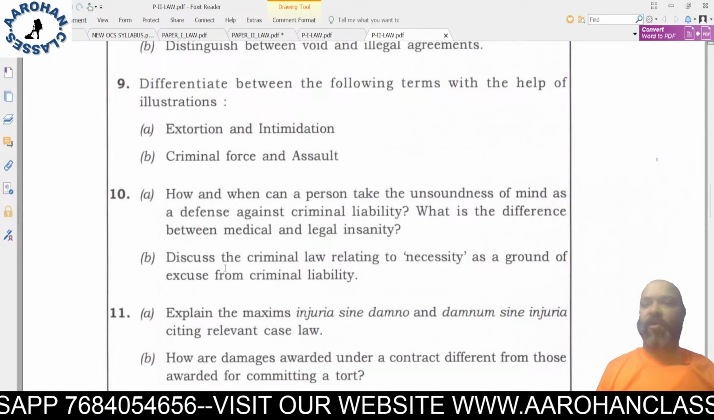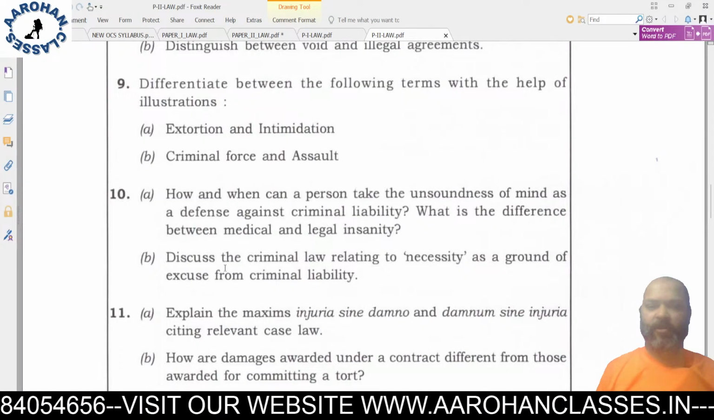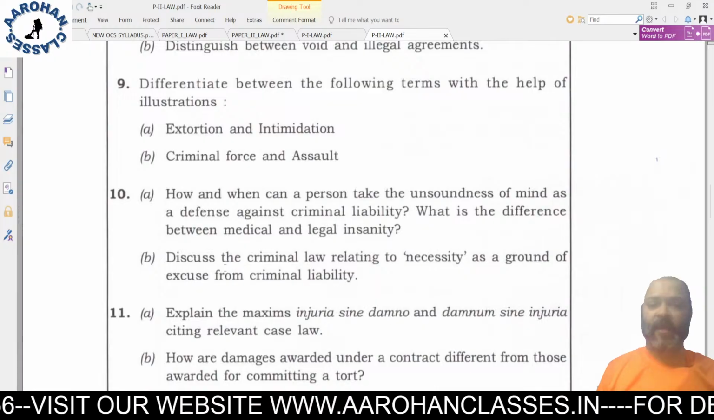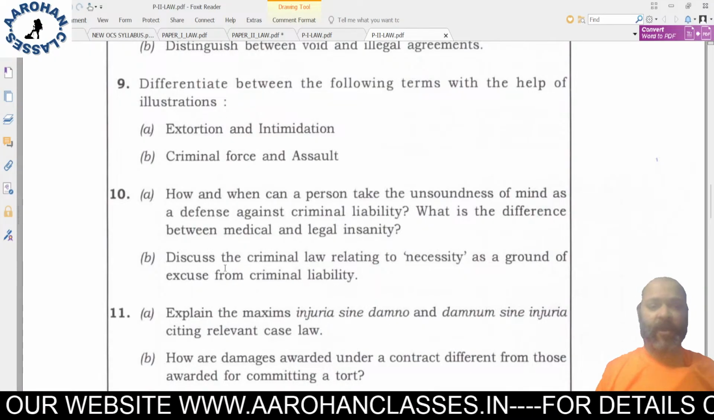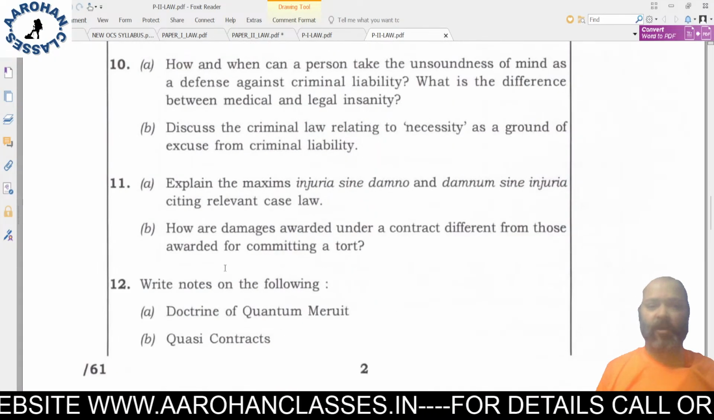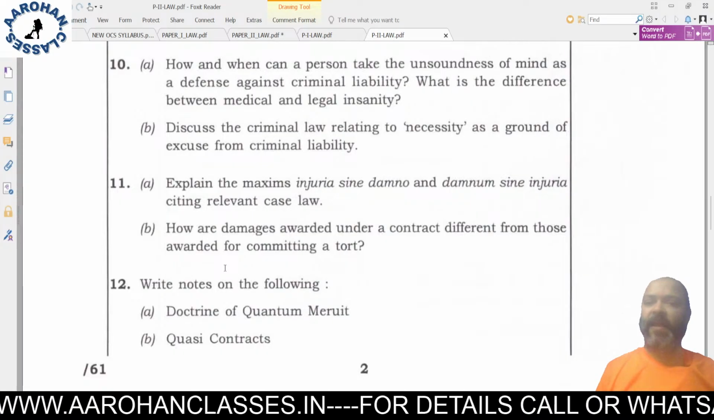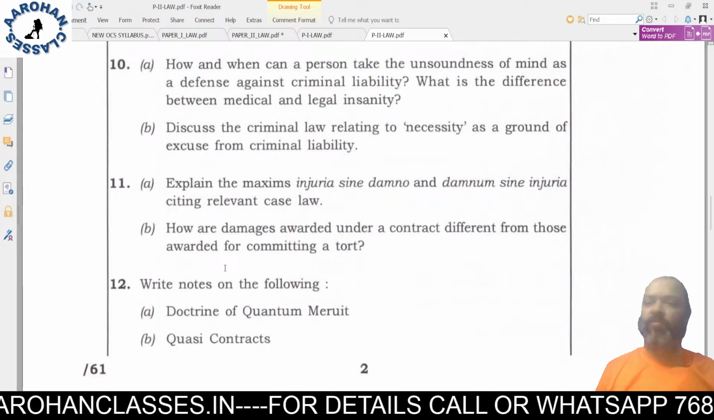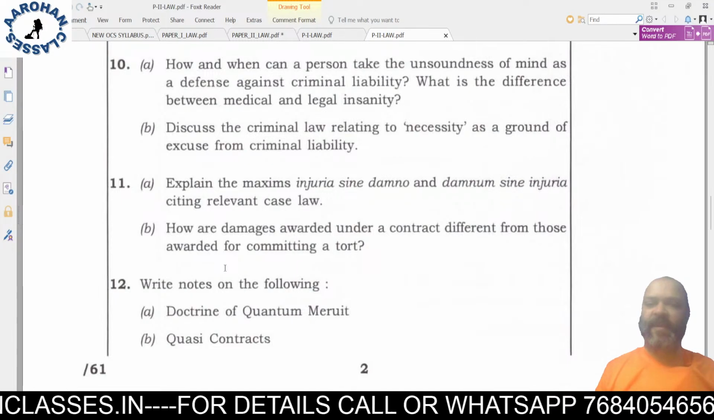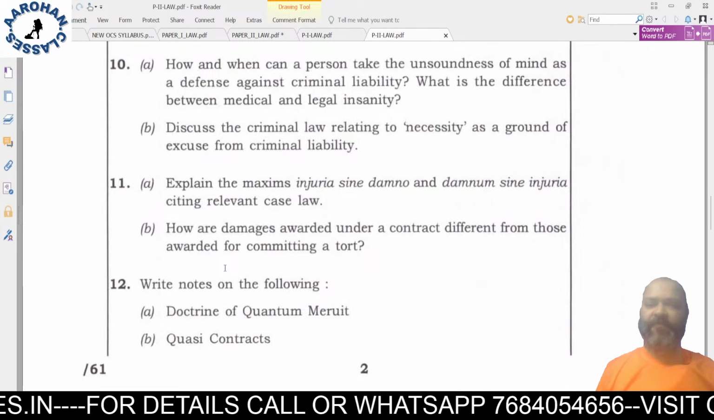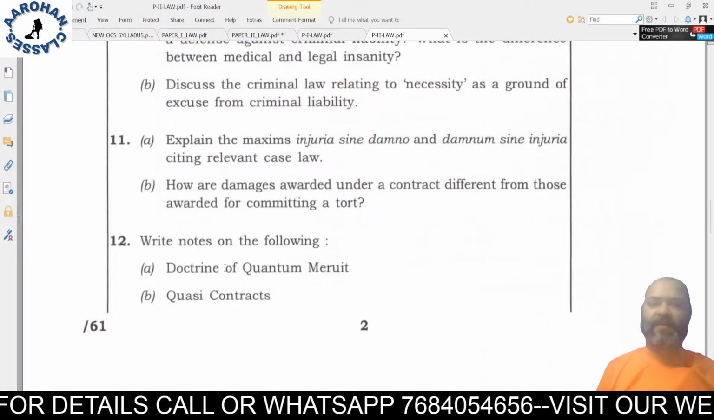Differentiate between following terms with the help of illustrations: extortion and intimidation, criminal force and assault. How and when can a person take the unsoundness of mind as a defense against criminal liability? What is the difference between medical and legal insanity?